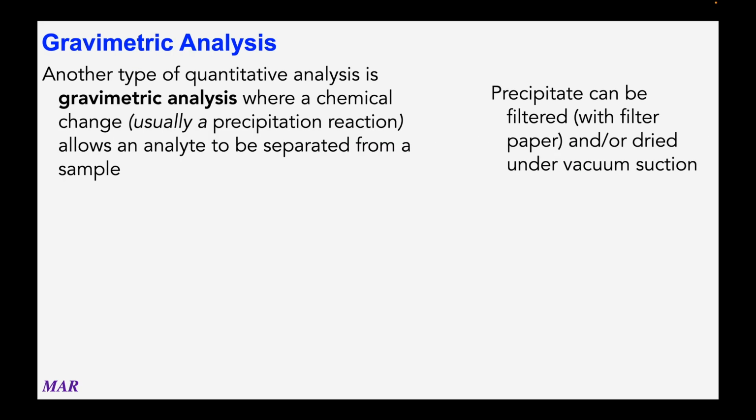Another type of quantitative analysis is called gravimetric, and this usually involves measuring so much mass in grams of a chemical change. It's usually a precipitation reaction, but it does sometimes vary. You can usually filter the precipitate, so you'll have a solid and some liquid, and you can filter the solid out to collect it by itself, and dry it under some kind of vacuum or under a heat lamp, something like that.